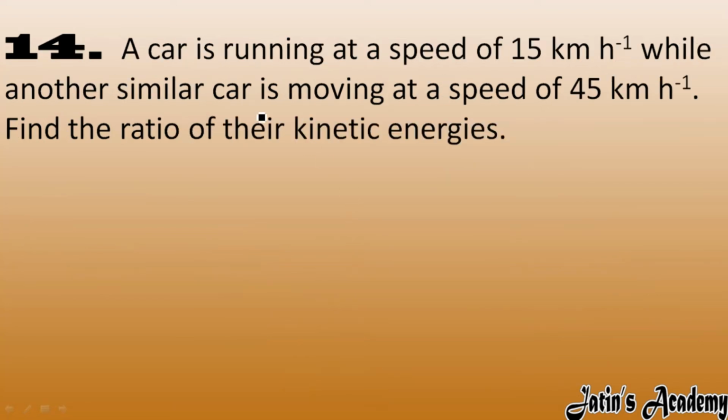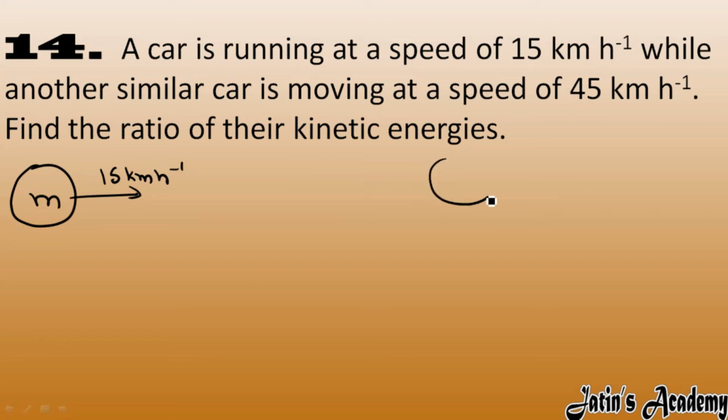Next we have a car running with the speed of 15 km per hour while another similar car is moving with the speed of 45 km per hour. Find the ratio of their kinetic energies. So one car, whose mass is m, is moving with velocity 15 km per hour, and the second car, whose mass is again m, is moving with 45 km per hour. Now we have to calculate the ratio of their kinetic energies.